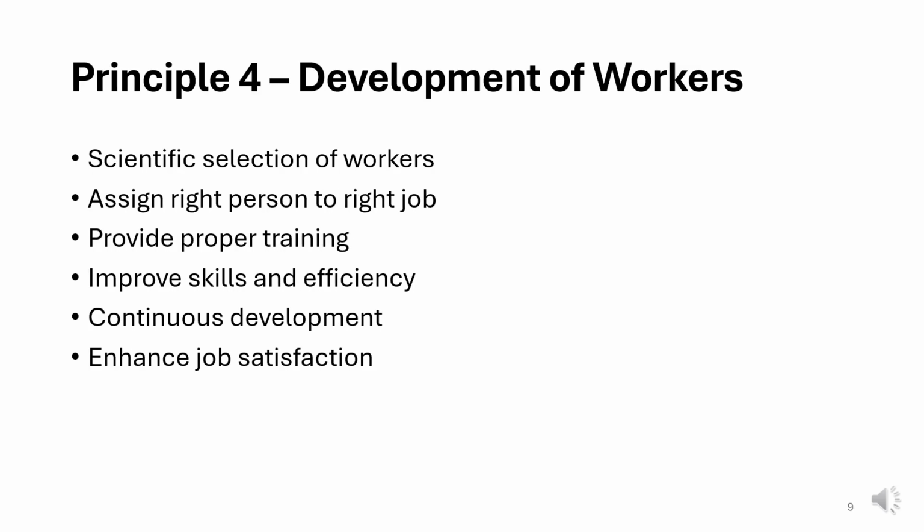This principle focuses on developing workers. Taylor emphasized selecting the right person for the right job based on skills and abilities. Workers should then be trained properly to perform tasks efficiently. For example, a worker with technical skills should be assigned tasks that match their abilities. Continuous training helps improve performance and productivity. This also increases job satisfaction and confidence among employees.